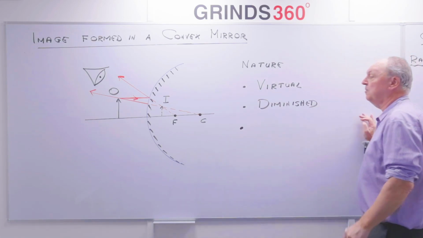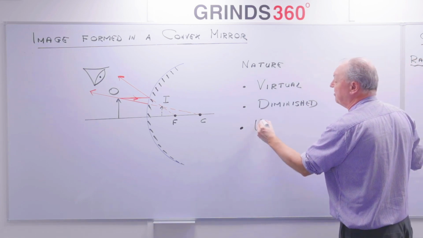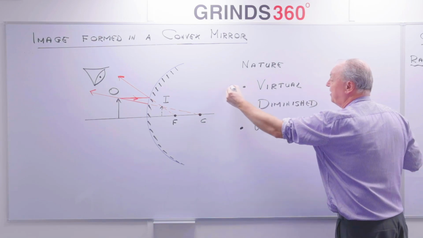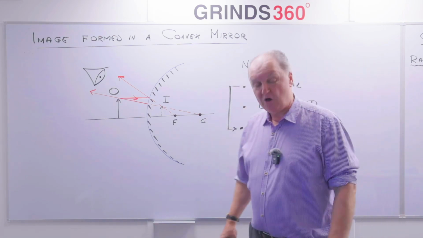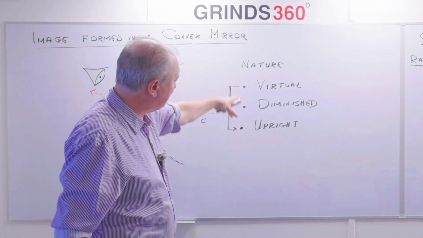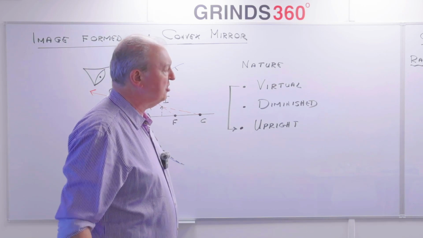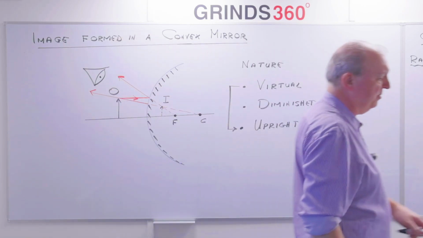Finally, you can see that the image is the right way around. So I say it's upright. Actually, you'll find that all virtual images are upright and all real images are inverted. So those are the properties of a convex mirror. So there's only one diagram that you've got to do.